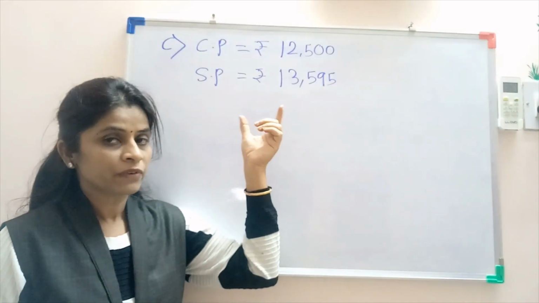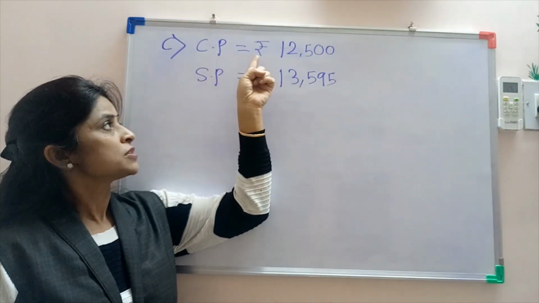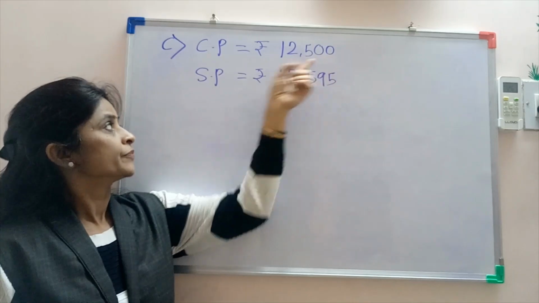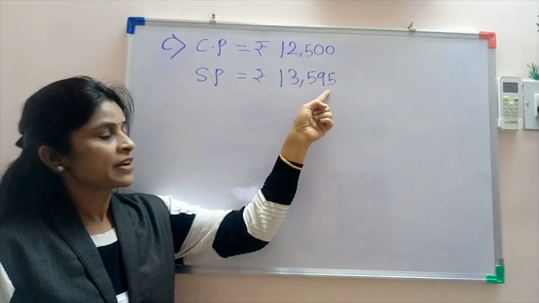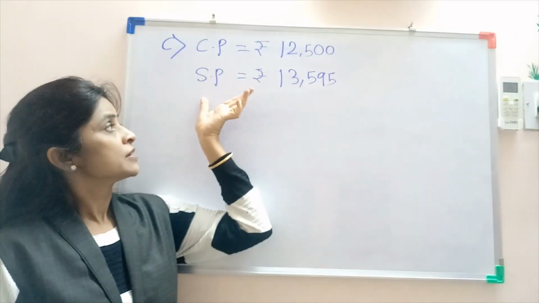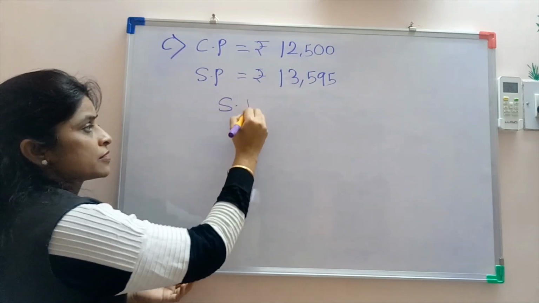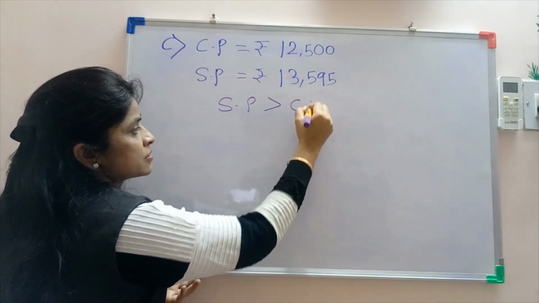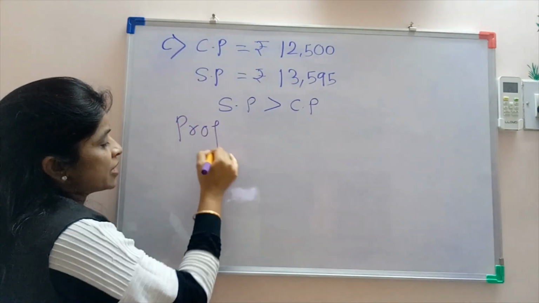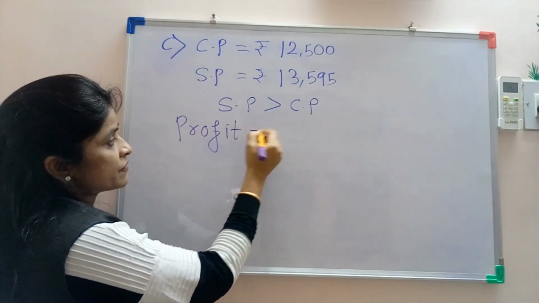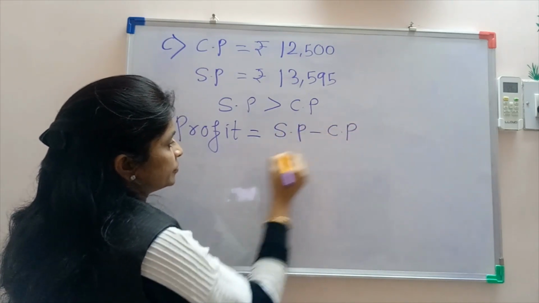Now we will see the solution for this example. Now here cost price is rupees 12,500 and selling price is rupees 13,595. Now again here selling price is greater than the cost price. Now selling price greater than the cost price means that is nothing but the profit. And profit is the difference between selling price minus cost price.